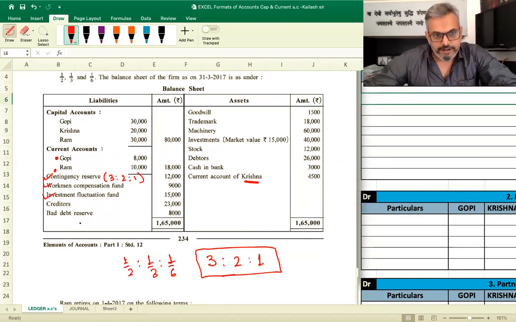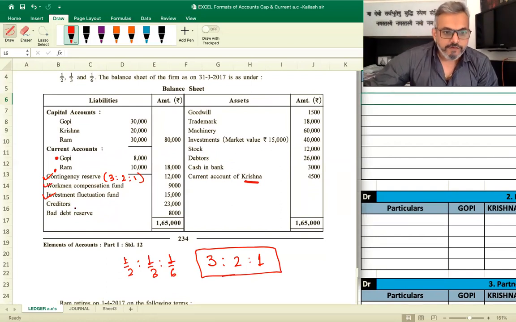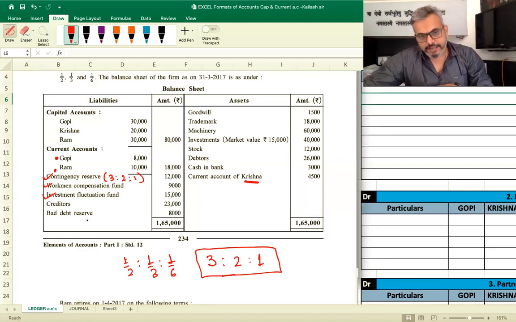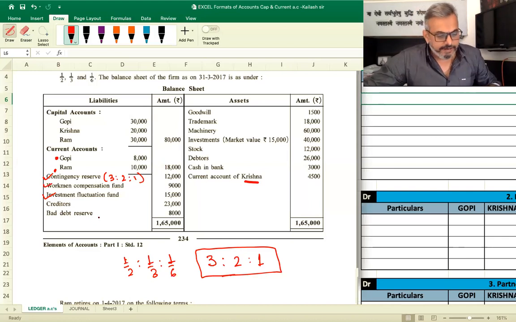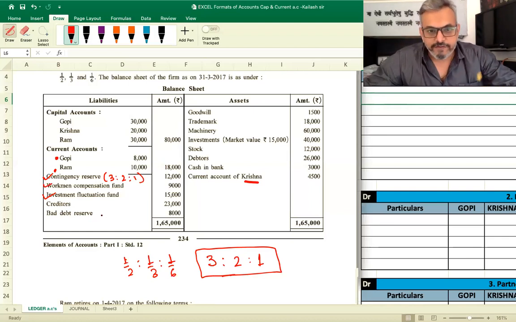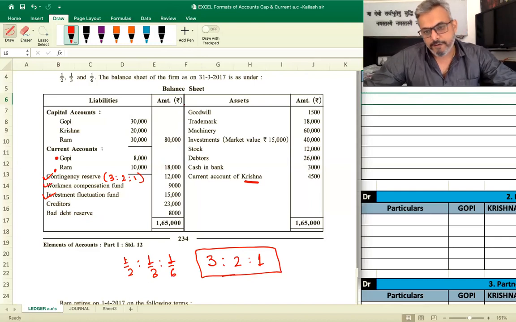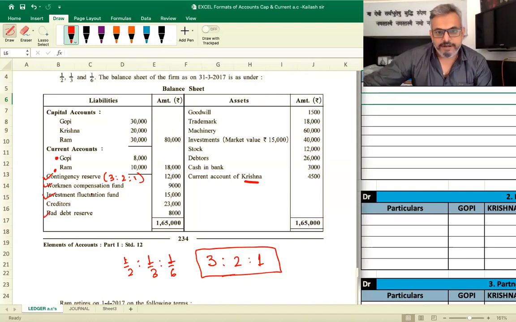Workmen compensation fund again tick. Investment fluctuation fund again tick. Investment fluctuation fund mein saamne we can see market value is given. So there is an adjustment. Then creditors, bad debt reserve. Bad debt reserve we can show it separately or we can even deduct from the debtors. Now in the textbook, in some of the sums they have deducted, some of the sums they have shown it separately. So I think the best would be to deduct it from debtors. So usko bhi tick kar do, hum debtors mein se minus kar denge. Tick debtors also. Goodwill, old goodwill, bracket mein 3:2:1.